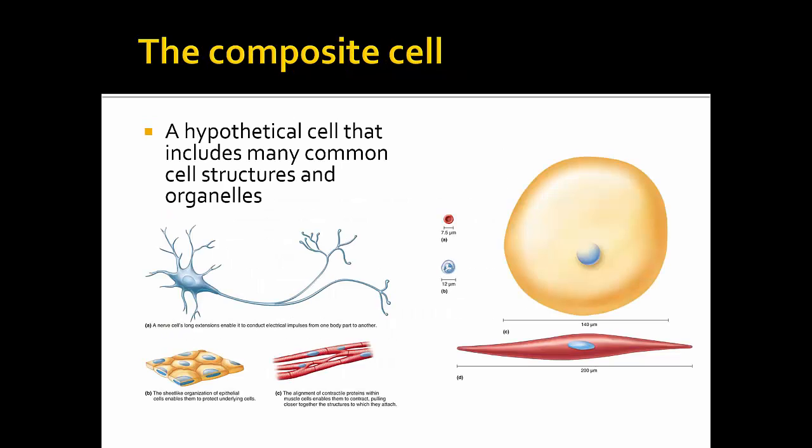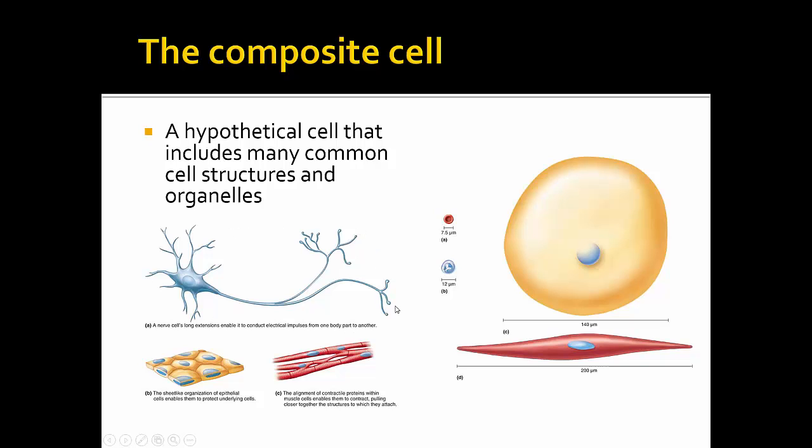So, why do we study a composite cell? What is a composite cell? It is a hypothetical cell structure that includes many of the common cell structures and organelles. And the reason we do this is because the cells of the human body, the 260 different varieties, are very different, and their form is related to their function.